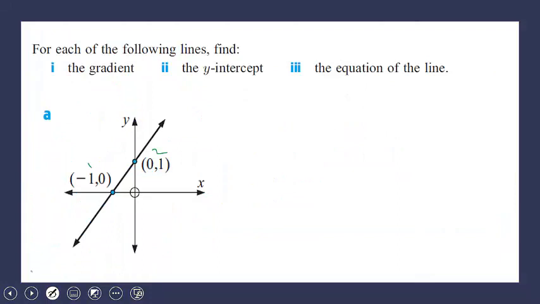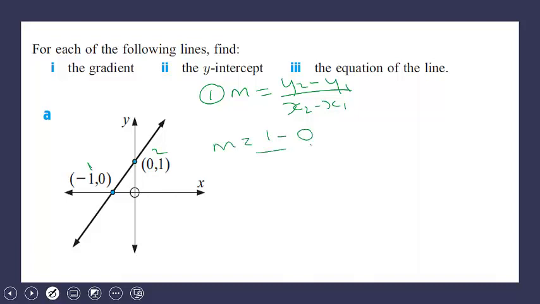Question 14a. Find the gradient, find the y-intercept, find the equation of the line. Now, because they haven't given us grid lines, we're going to use the equation to calculate the gradient. So m equals y2 minus y1 over x2 minus x1. That means if this is 1 and that one's 2, m equals 1 minus 0 over 0 minus minus 1. And then m equals 1 minus 0 is 1 over 0 plus 1 is 1. So m equals 1. That's fine.